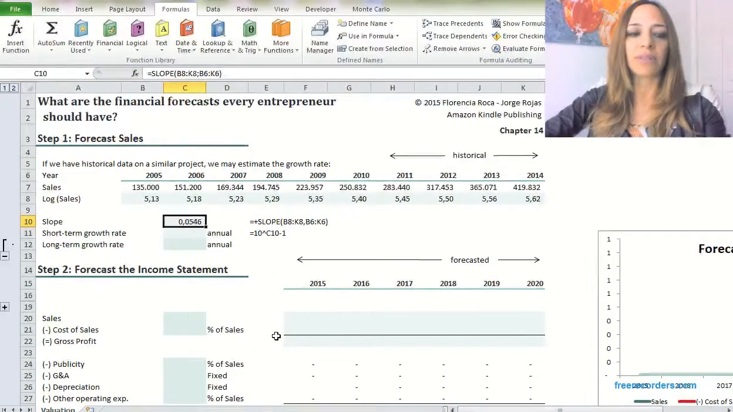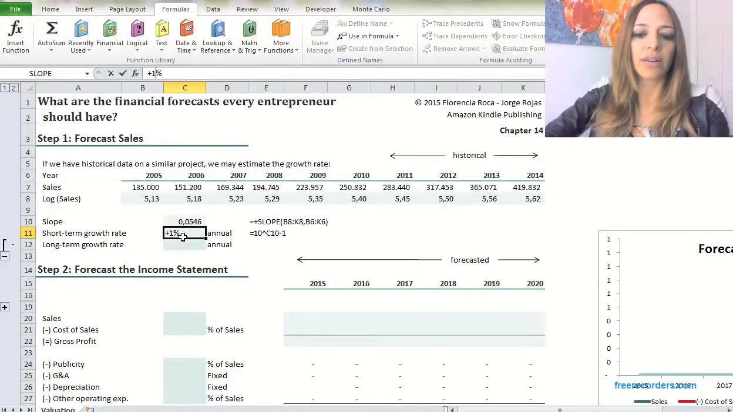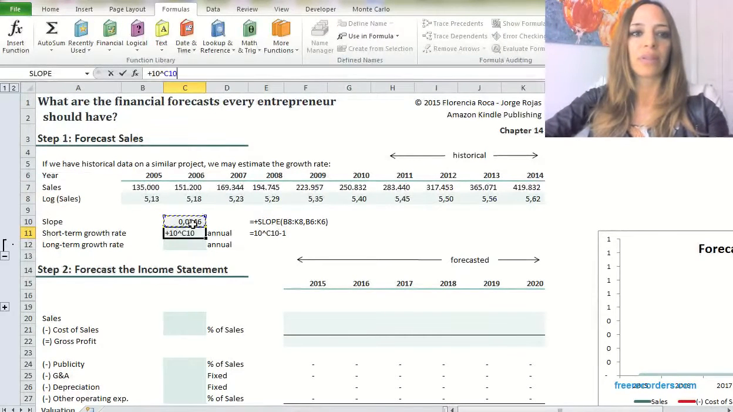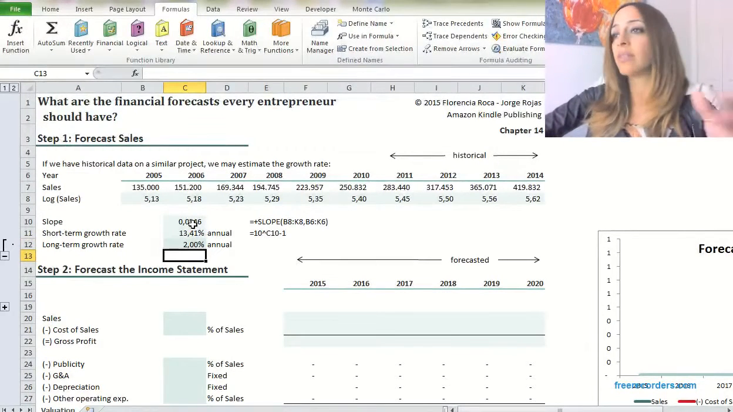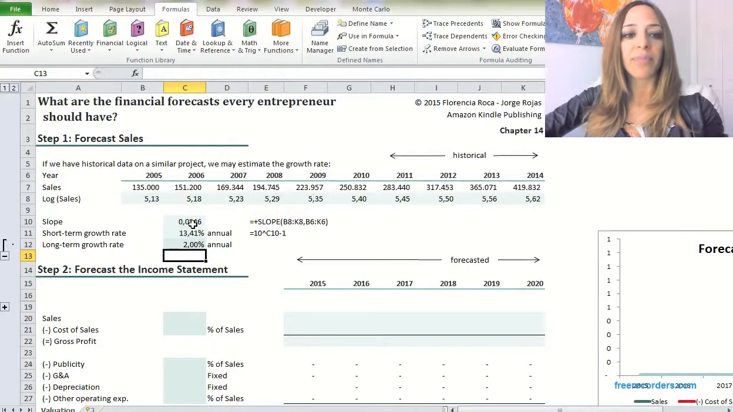Okay, here we have the slope, and then 10, which is the base of the logarithm, to the power of the slope, minus 1. Okay, here we have the growth rate. According to this information, we are going to forecast a 13% growth rate each year, in the short term at least. And then in the long term, we're going to use 2%, which is in this case what we assume for the economy. Now, let's forecast sales.